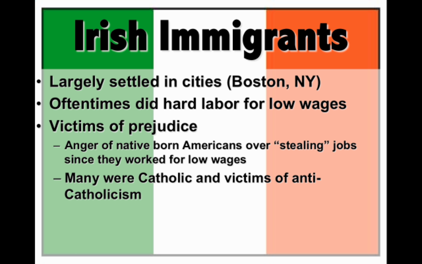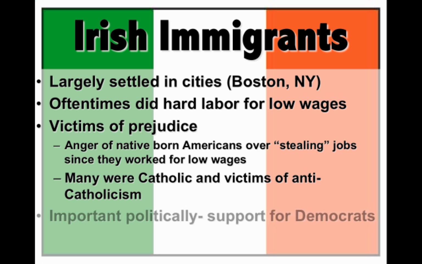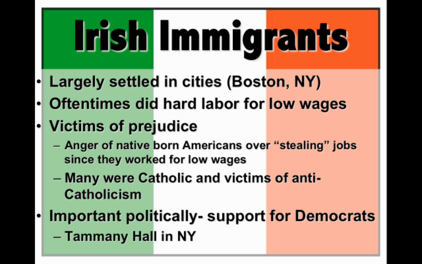Many of the Irish immigrants who came were Catholic, and there's this feeling that somehow they're going to be dictated politically by the Vatican and the Pope. And then really important is the role of immigrants, especially the Irish, in politics. They're going to largely support the Democratic Party, and in places like New York they're going to play a key role in the electoral process. The political machine known as Tammany Hall in New York City is a great example of the role of immigrants in the vote.